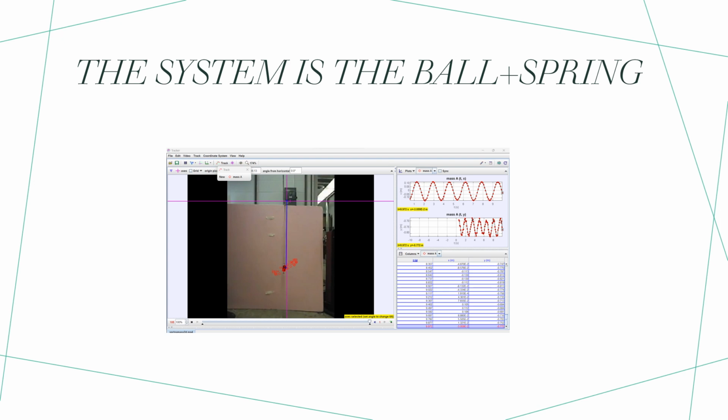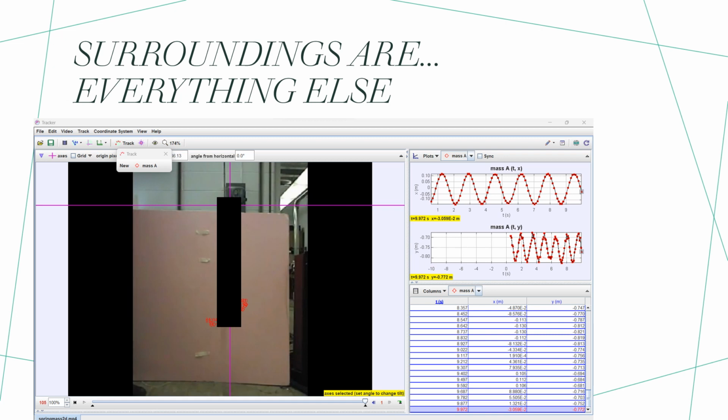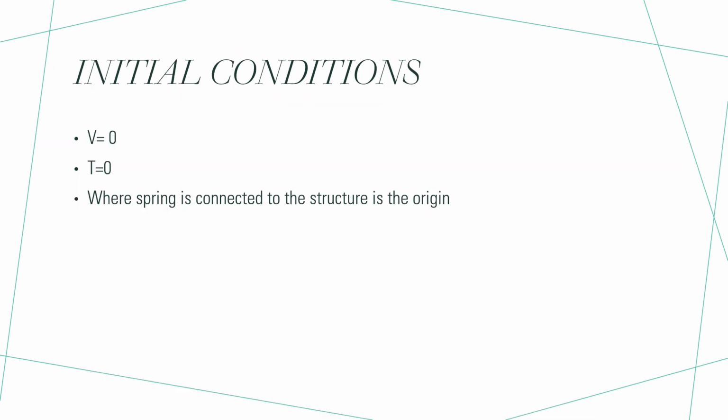The system is just the ball plus spring, and the surroundings are everything that isn't this ball and spring, so the air, the table, the floor, the person. The initial conditions are that there's no velocity, time is 0, and the spring is connected. Where the spring connects to the structure is the origin, not the ball.